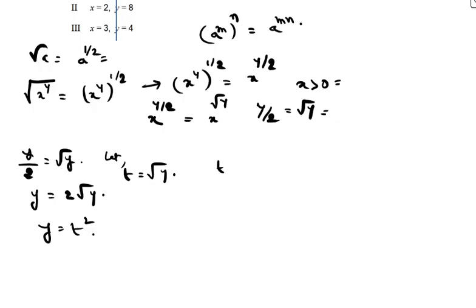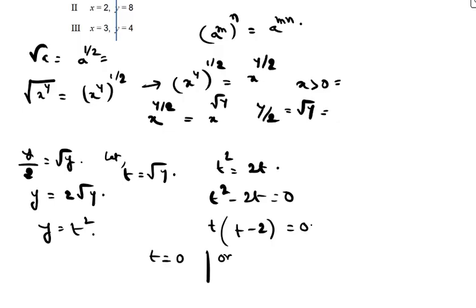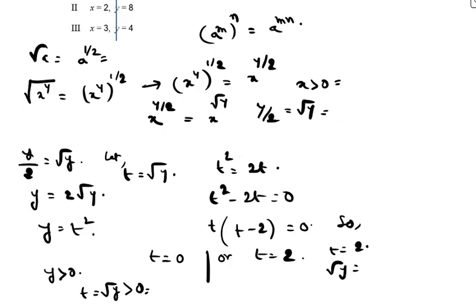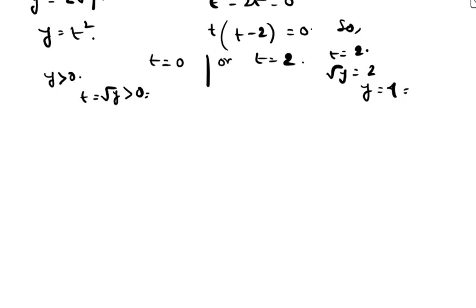Now substitute: t squared is equal to 2t. So t squared minus 2t is equal to 0. t common, so t(t minus 2) is equal to 0. So t is equal to 0 or t is equal to 2. Since y is greater than 0, t equals root y is greater than 0. So t is equal to 2, root y is equal to 2, and y is equal to 4.